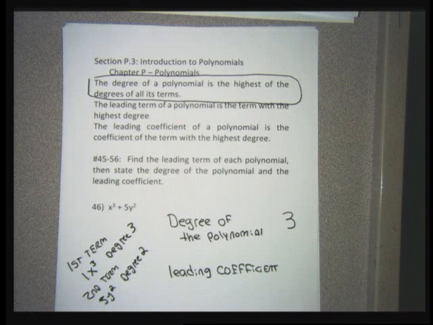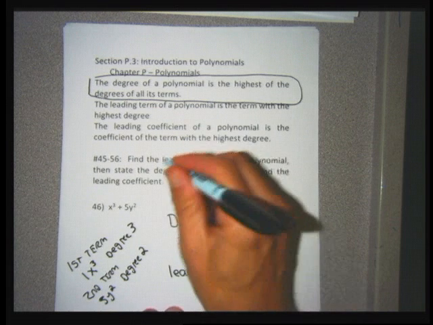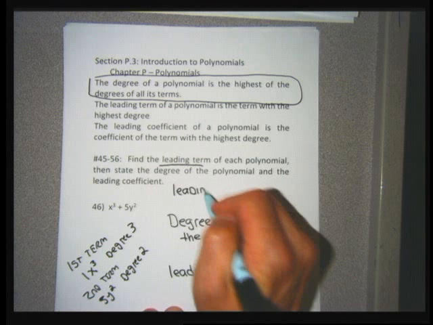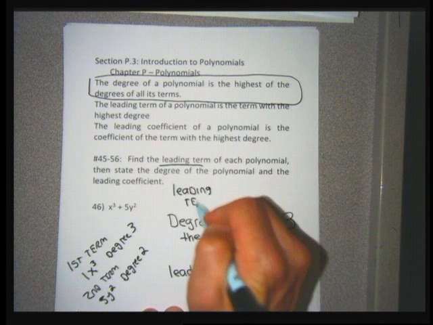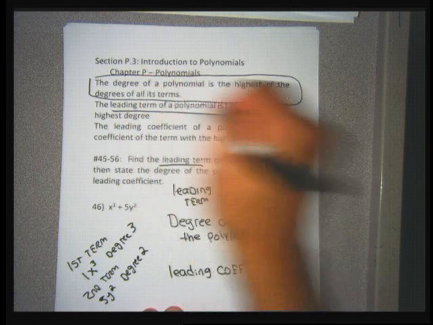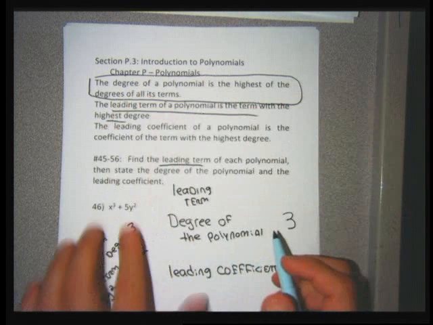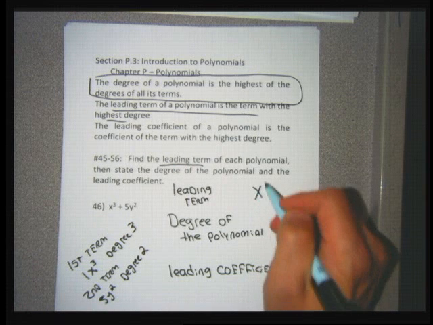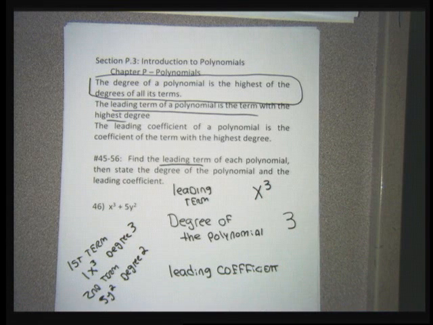So that's one of the things I was asked to pick out. I missed in my instructions here, I also was asked to identify something called the leading term. The leading term is the term with the highest degree. So this polynomial has 2 terms. The x cubed is considered the leading term because it was the term with the highest degree. The term with the highest degree kind of defines a polynomial.